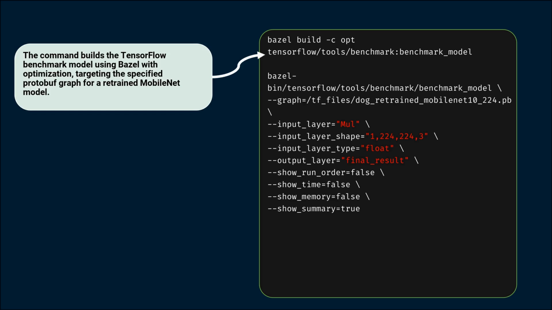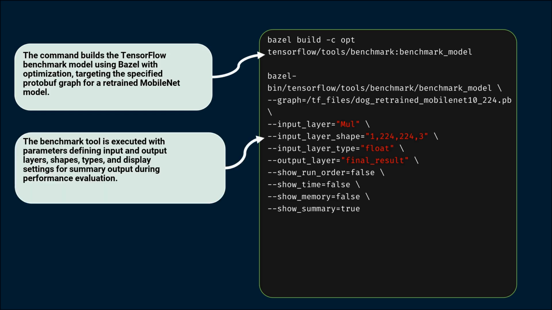First, we need to build the benchmark tool, which is essential for assessing the model's efficiency. By executing the build command, we compile the necessary files for the benchmark model, enabling us to run performance tests on our trained model. Next, we will run the benchmark against our specific Mobilenet model.